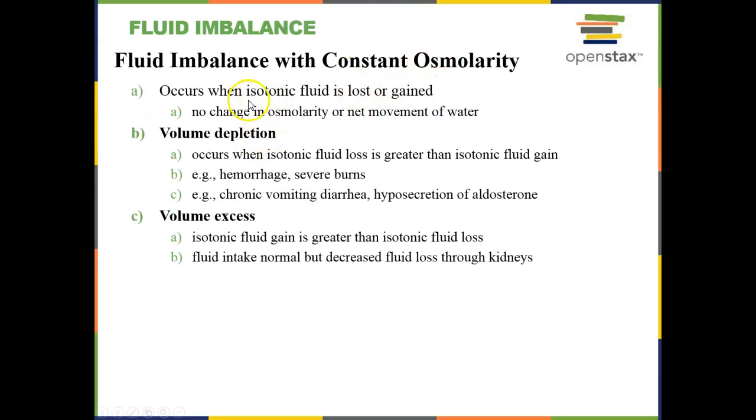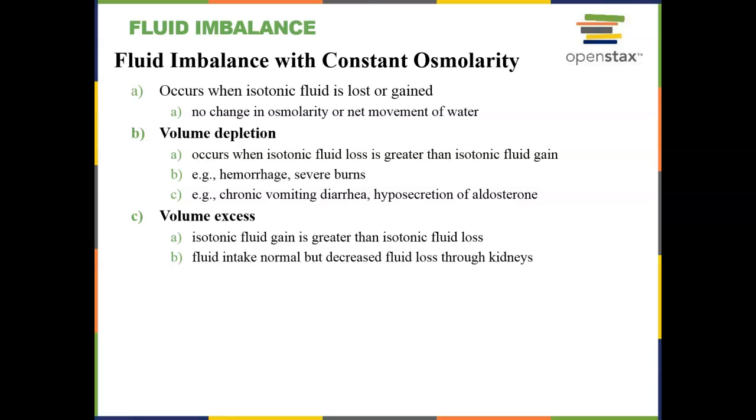So we have fluid depletion, volume depletion, and volume excess. These imbalances are associated with constant osmolarity. So there's no change in the solute to water ratio. In a volume depletion, we are losing fluid, but we're losing fluid and ions in equal amounts. So chronic vomiting or diarrhea would cause a volume depletion. A severe hemorrhage would cause volume depletion.